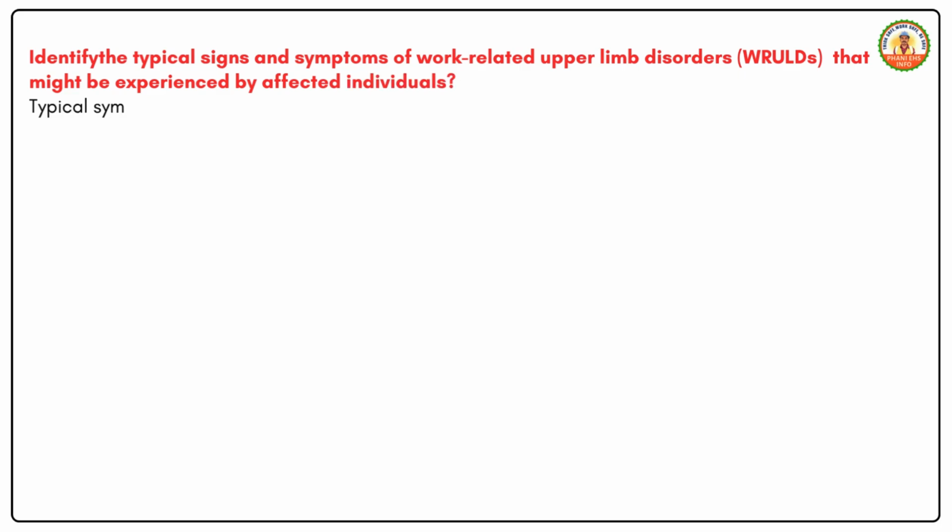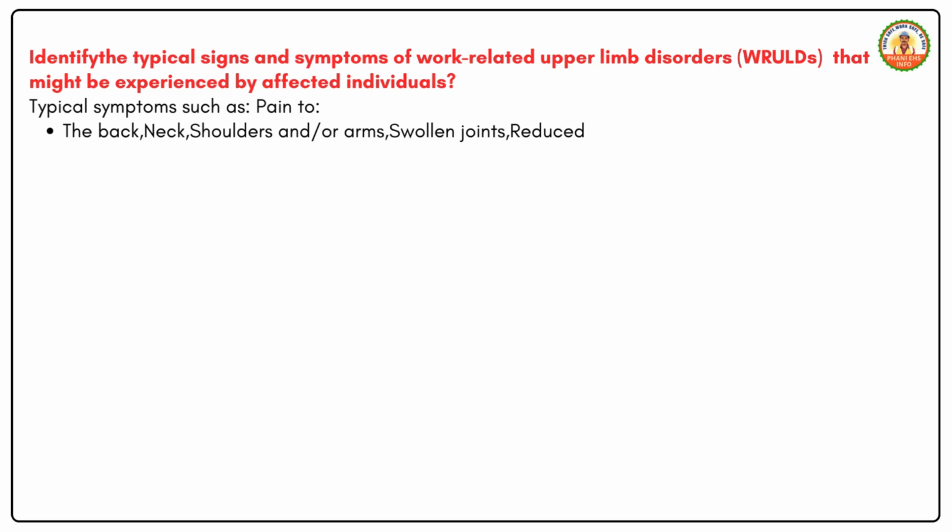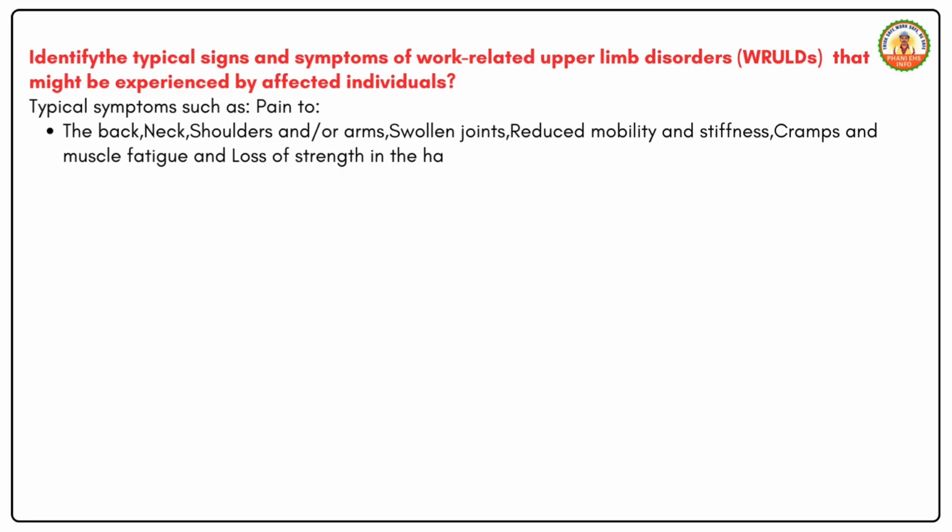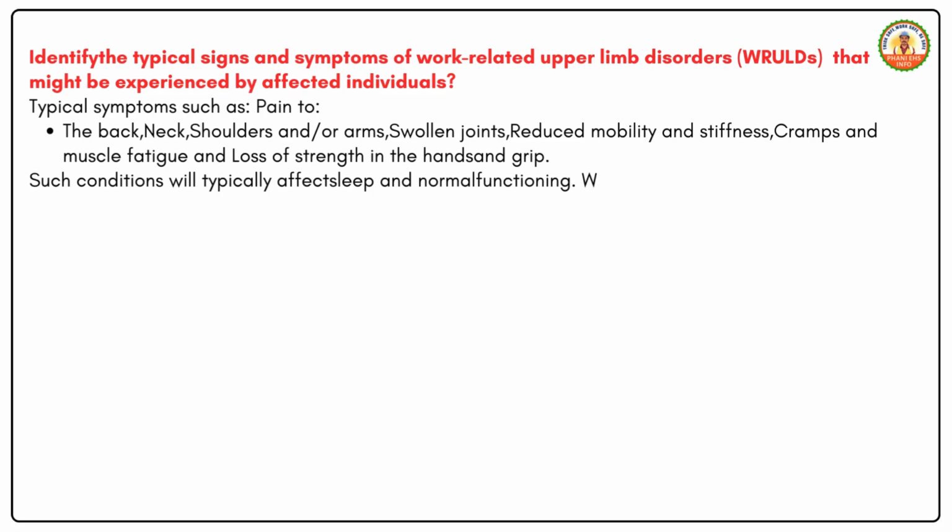Typical symptoms such as pain to the back, neck, shoulders and/or arms, swollen joints, reduced mobility and stiffness, cramps and muscle fatigue and loss of strength in the hands and grip. Such conditions will typically affect sleep and normal functioning.